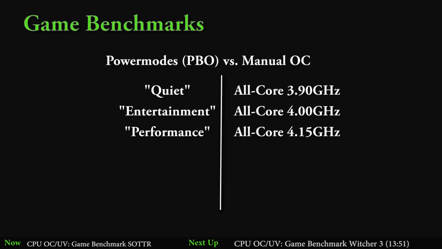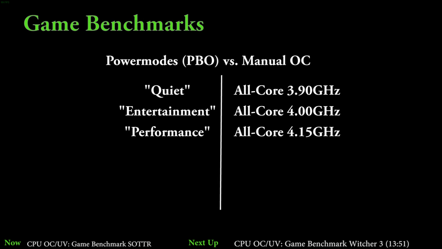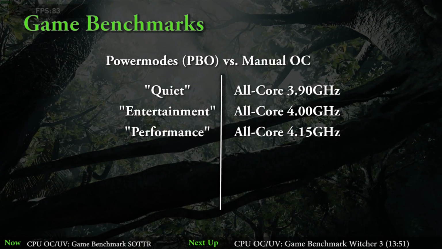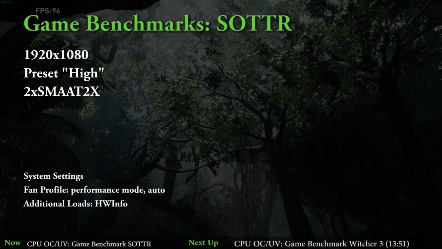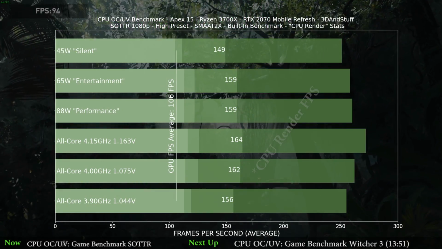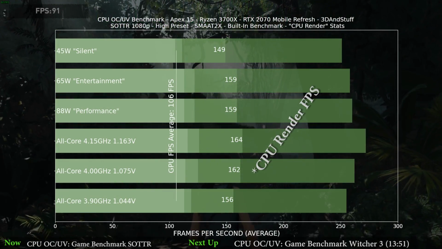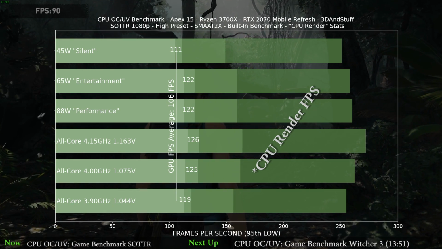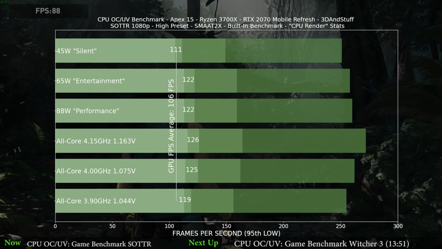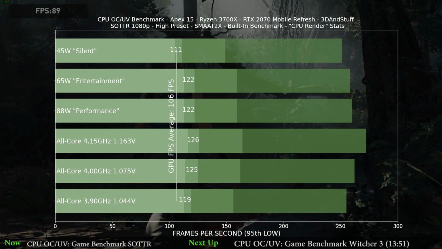And finally, let's take a look at the different power draws we achieve with our manual overclocking and undervolting, of course, versus the regular power modes, which are using PBO, or also called Precision Boost Overdrive. In Shadow of the Tomb Raider, in 1080p and high preset, we see no effect on the average FPS whatsoever, simply because we are GPU bottlenecked. You can easily see that the GPU part pushes less FPS than the CPU could deliver.